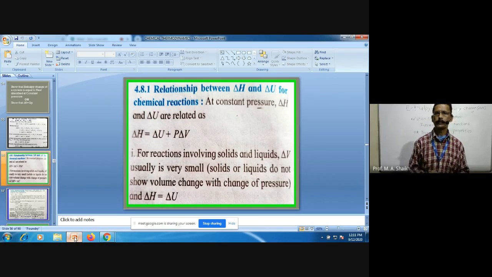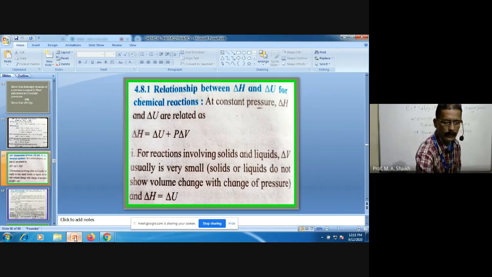So what is the conclusion? When the system is a chemical reaction, and when reactants and products are either in solid or liquid states, at that time the change in volume delta V is almost 0. That's why according to the equation delta H is equal to delta U plus P delta V, we are getting delta H is equal to delta U only. Why? Because P delta V becomes 0. Why? Because delta V is 0. Change in volume is almost 0.